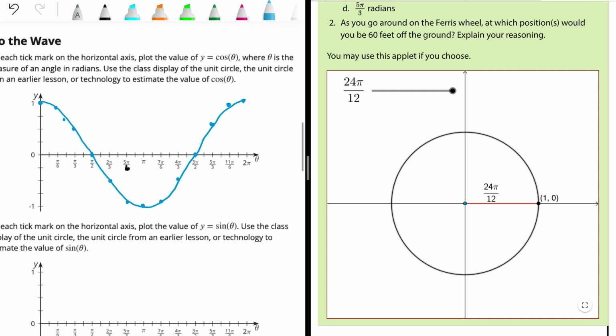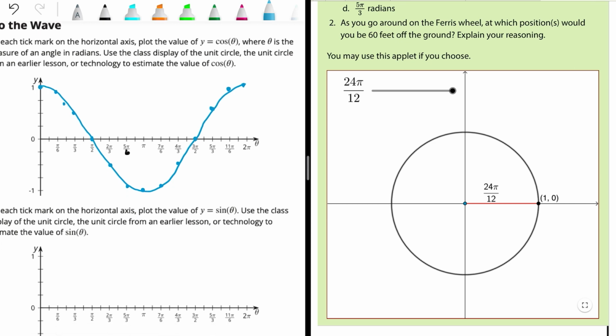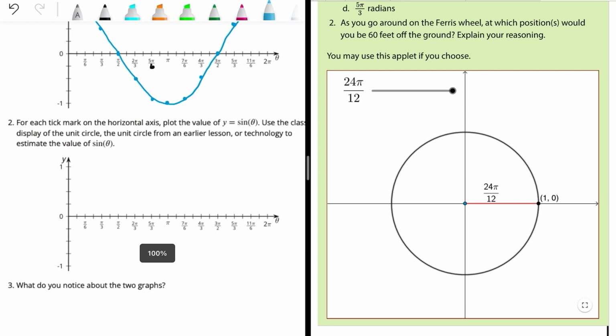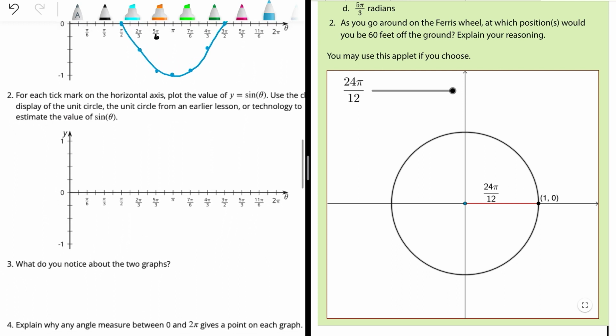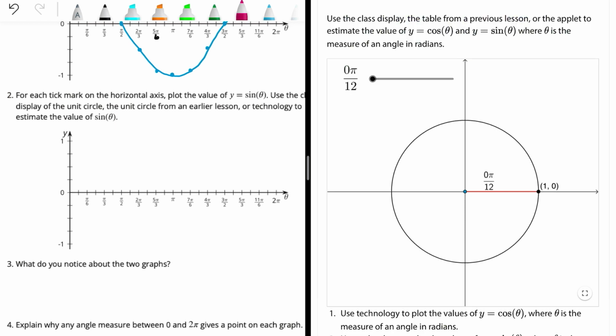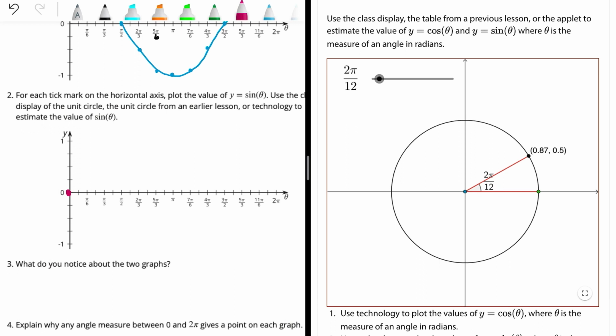All right, and then we're going to do the same thing for the sine value. So this time we're looking at the y values. So we'll start back at the beginning. We've got our y value is 0, so we have the point (0, 0). And then at pi over 6, which is 2 pi over 12, our y value is 1/2. And then at 4 pi over 12, our y value is 0.87.